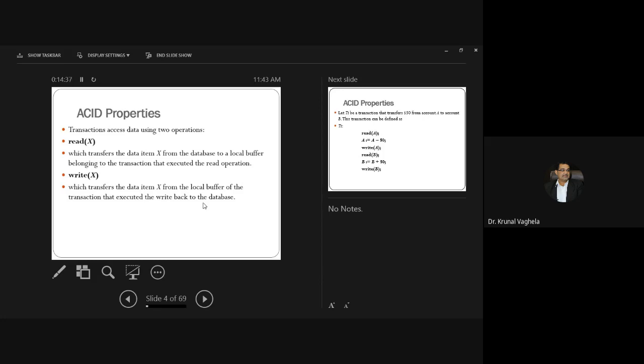Everything in the transaction depends upon read and write. You need to understand what is read and what is write. Read means transferring the data item from the database to the buffer. And write means from the buffer to the database. If you want to access any data item, it must be inside the buffer. Otherwise, you cannot directly access or update any data item.